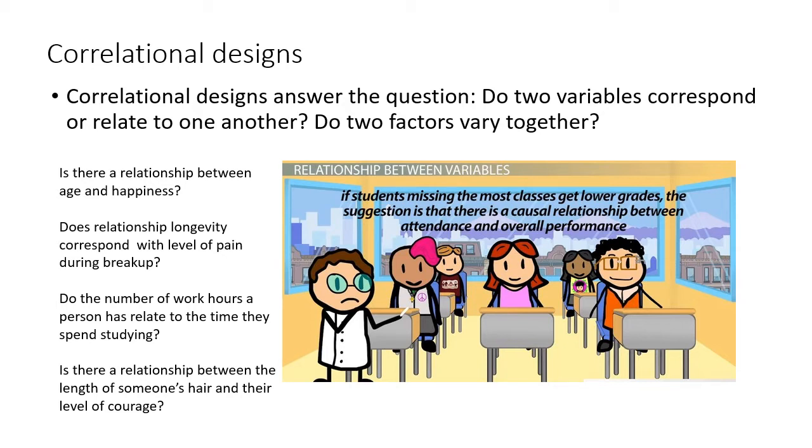We might look at these questions for a correlational design. Is there a relationship between age and happiness? Does relationship longevity correspond with level of pain during breakup? Do the number of work hours a person has relate to the time they spend studying? Is there a relationship between the length of someone's hair and their level of courage? So there might be and there might not be, and that's the kind of question that we're answering. Do these two variables change together?